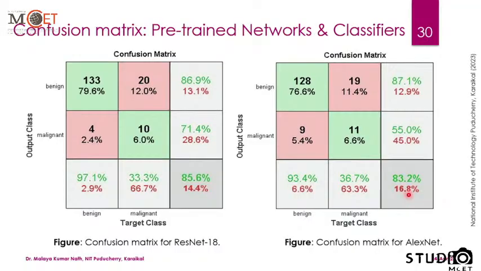Here I have given one example of ResNet 18 as well as AlexNet. In case of ResNet 18 used for feature extraction, and you are using the other classifier, that is the support vector machine, it is giving 85.6%. And AlexNet is providing 83.2%.